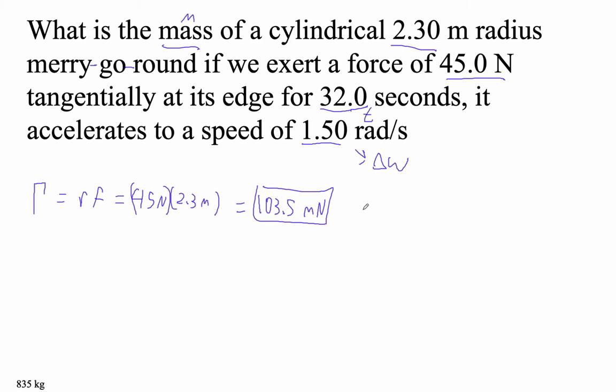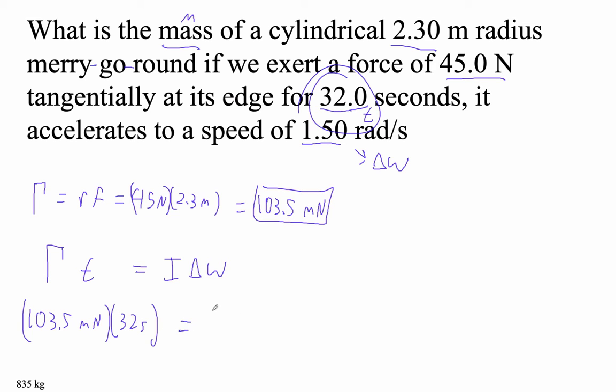The second thing to do is solve for I, and then from there solve for what the mass is. The next thing is to use torque times time equals I times change in angular velocity. So the torque is 103.5 meter newtons, our time is 32 seconds, our moment of inertia is what we're solving for, and our change in angular velocity is 1.5.